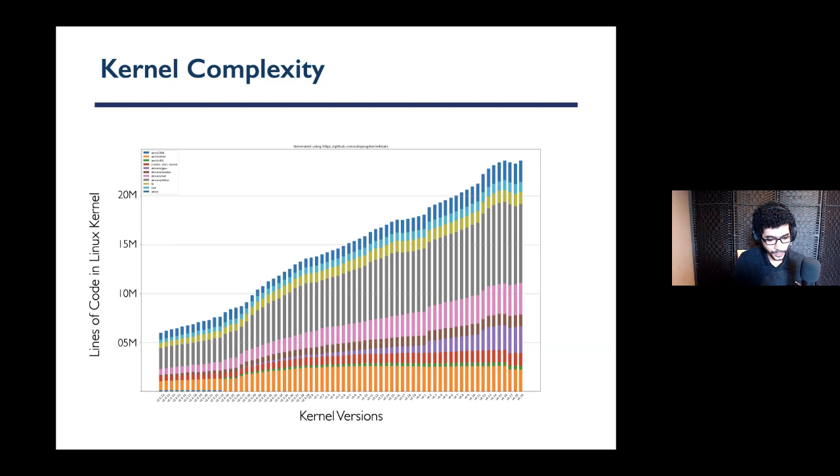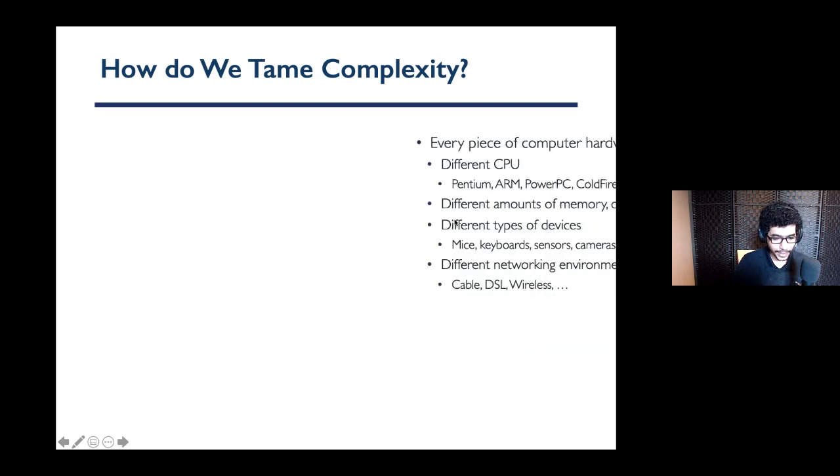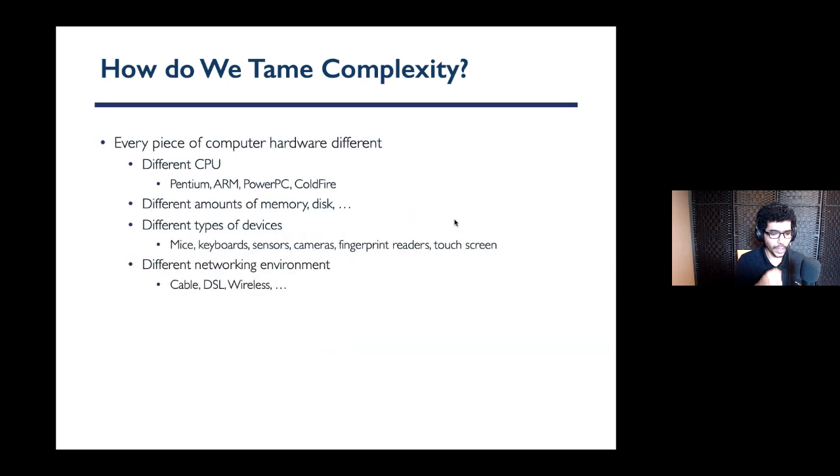Now, how do we tame complexity? Every piece of computer hardware is different. You have different CPUs. You have different amounts of memory, different types of hard disk drives. You have different types of devices, different types of keyboards, different types of cameras, you name it.